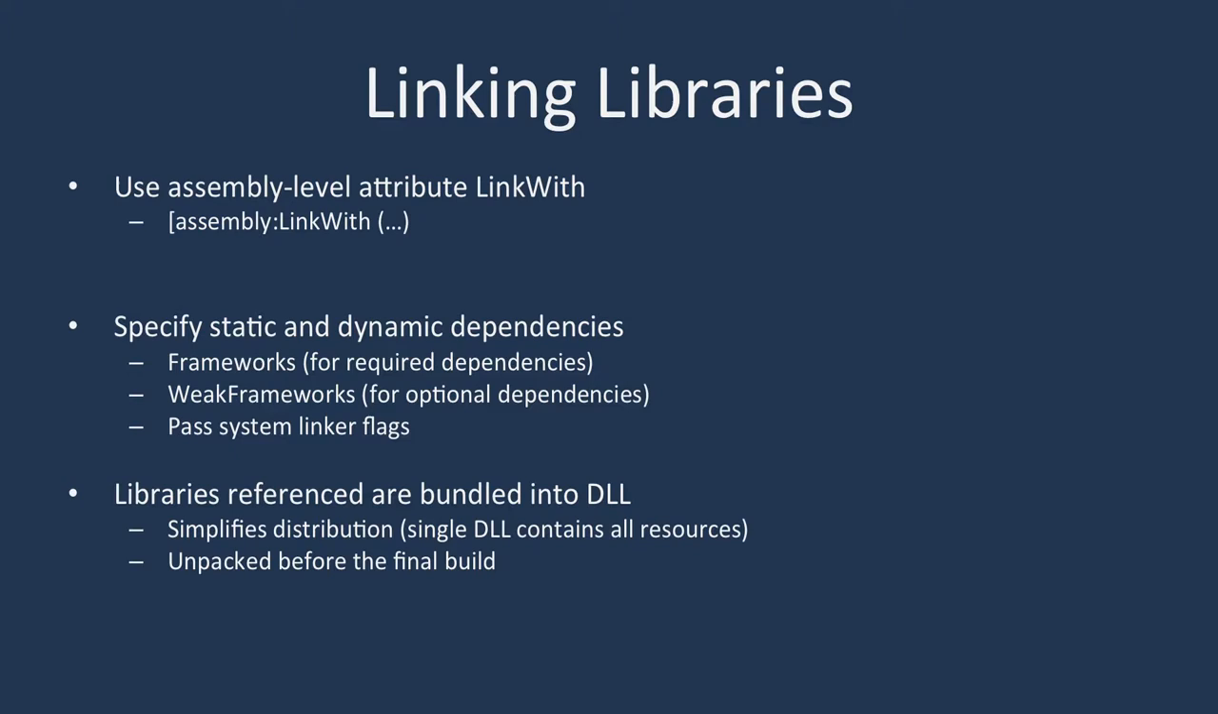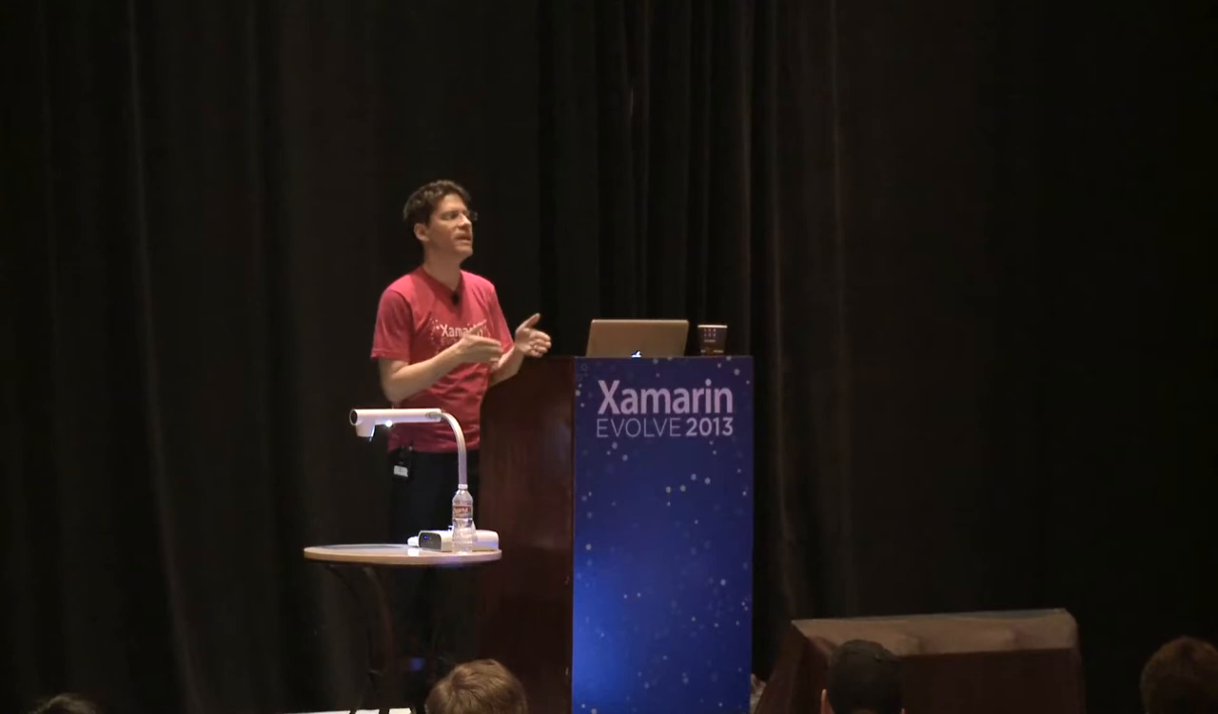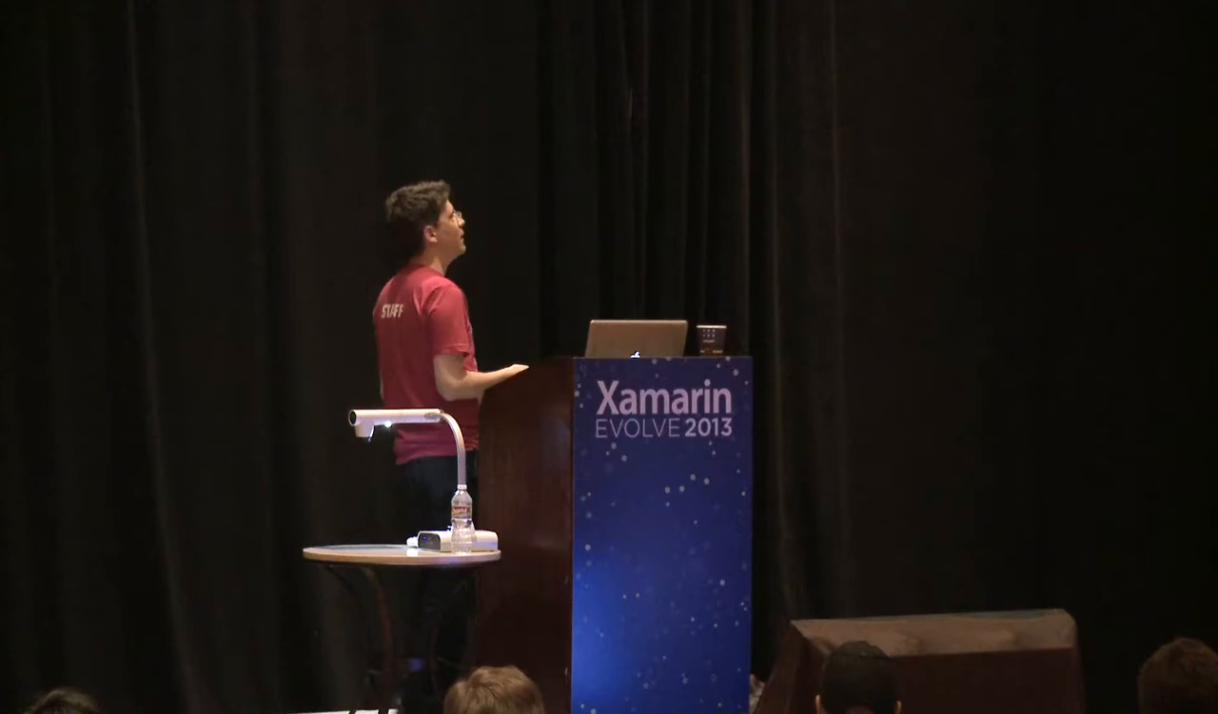There are optional libraries that you might want to consume, for example, something that just came out in iOS 6. What would be a good example? What just came out in iOS 6? Newsstand Kit, right? If you want to use the Newsstand APIs, you want to list it as a weak framework. The idea is you only list it as a weak framework if your application can optionally use the feature or not. So if the library that you're linking happens to detect that Newsstand Kit is there, it uses it, and if it's not there, it doesn't use it, you would use a weak framework. And you can also pass flags to the linker. So you can pass any flags to the native linker here.